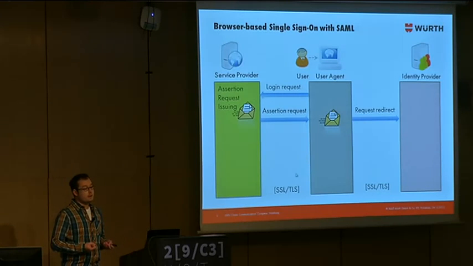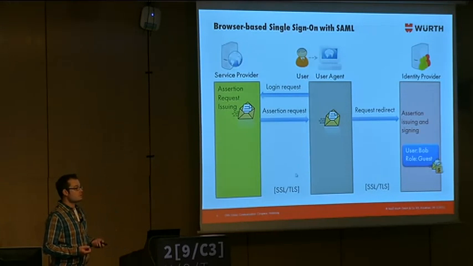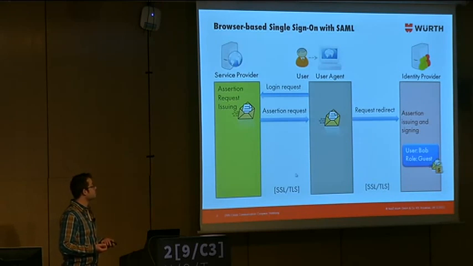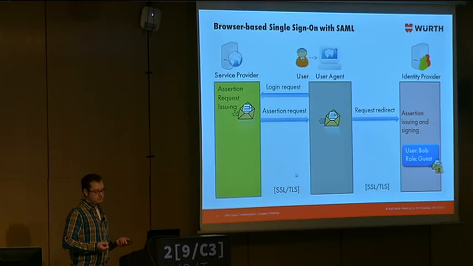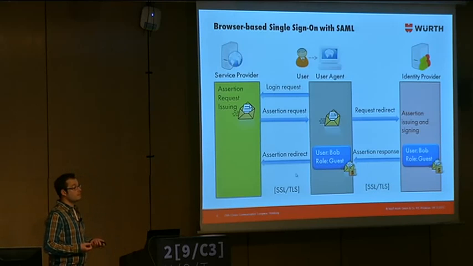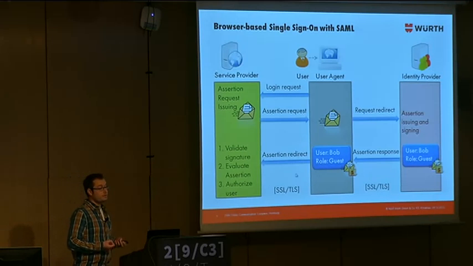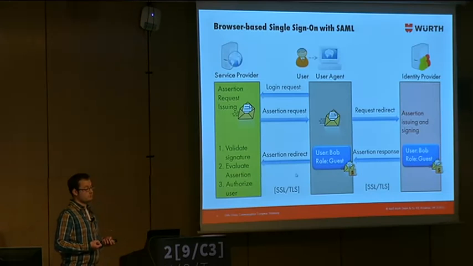The identity provider then authenticates the user by any means and issues a SAML assertion, which is additionally signed by an XML signature. In our example, the issued assertion is for user Bob with the role guest. This assertion then gets sent back to the user agent, and the user agent automatically forwards the assertion to the service provider. The service provider first validates the signature in the assertion and then evaluates the content of the assertion. And third, the user gets authorized.